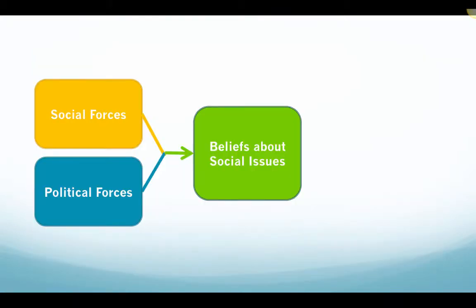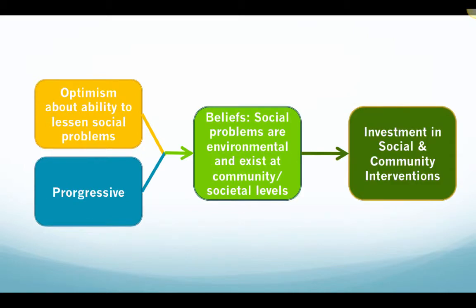Murray Levine, a community psychologist, and Adeline Levine, a sociologist, wrote a historical analysis of how public beliefs about social problems or social issues and helping services in the United States have been shaped by both social and political forces over time. Their hypothesis stated that in times that are marked by optimism about the possibility of lessening social problems, these problems or issues are conceptualized in environmental terms. People see problems and solutions existing at the community or societal levels. During these times, investments are often made in social and community interventions in order to address these issues.